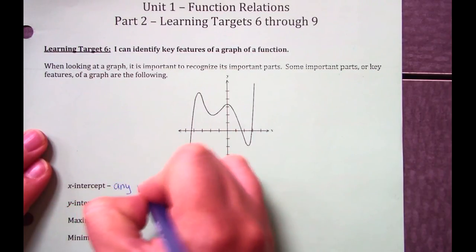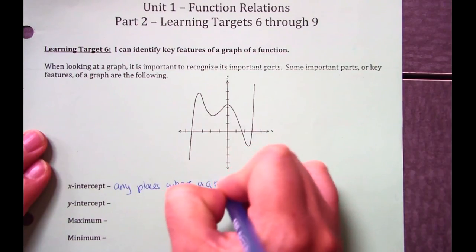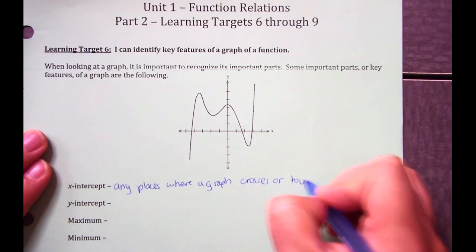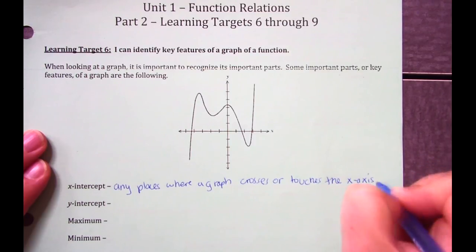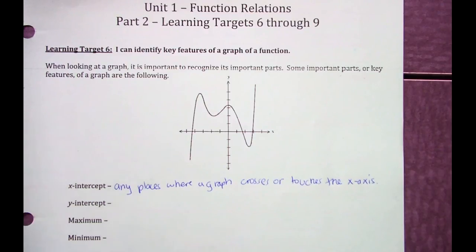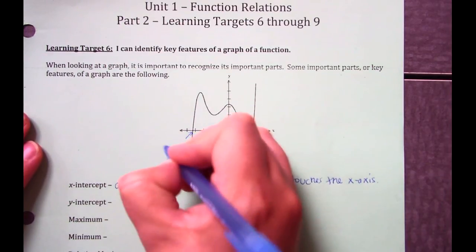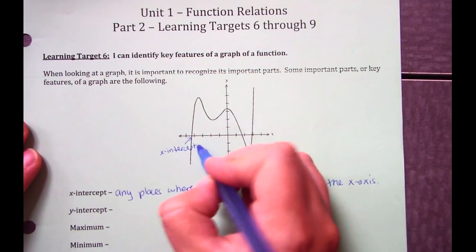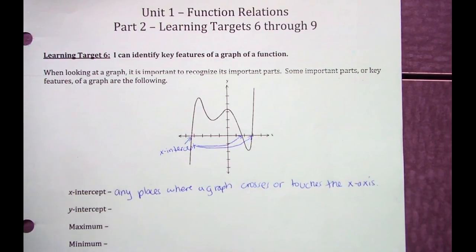any place where a graph crosses or touches the x-axis. And remember, if I'm writing too fast and you need to stop, feel free to pause the video and then catch up and then hit play again. So looking at this graph up here, the x-intercepts are there and there and there. So this graph has three x-intercepts.